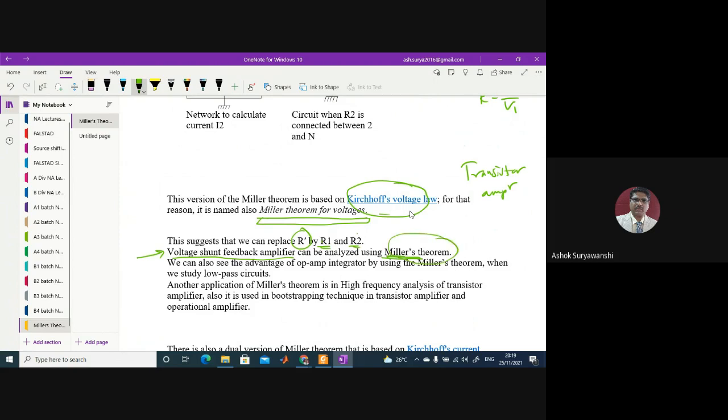We can also see the advantage in the op-amp integrator. In the op-amp integrator also Miller's theorem is used, because this integrator acts as a low pass filter. The op-amp is an operational amplifier, so using an operational amplifier, you can design an integrator. You can also design an integrator using a transistor amplifier, and there you can use Miller's theorem to simplify the feedback element, because whenever there is a feedback element between input and output in a circuit, you can use Miller's theorem to simplify it. Another application of Miller's theorem is high frequency analysis of transistor amplifiers.